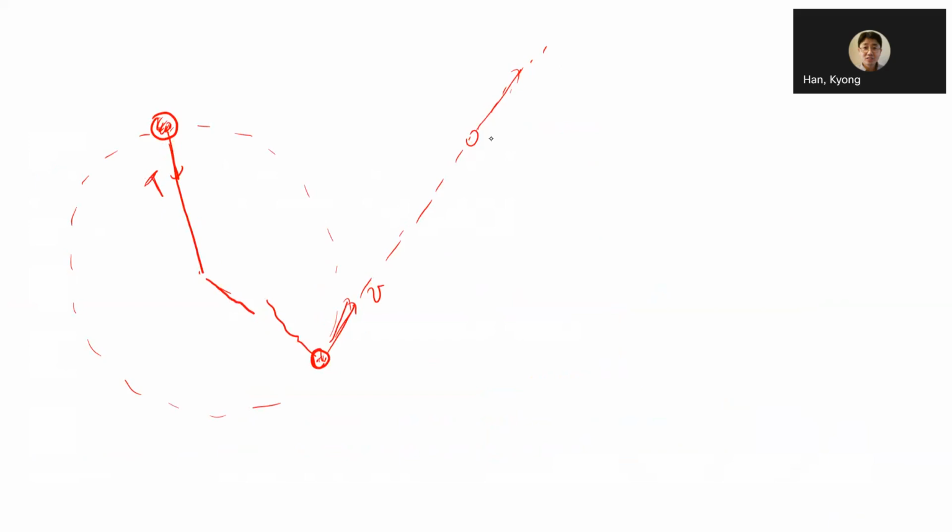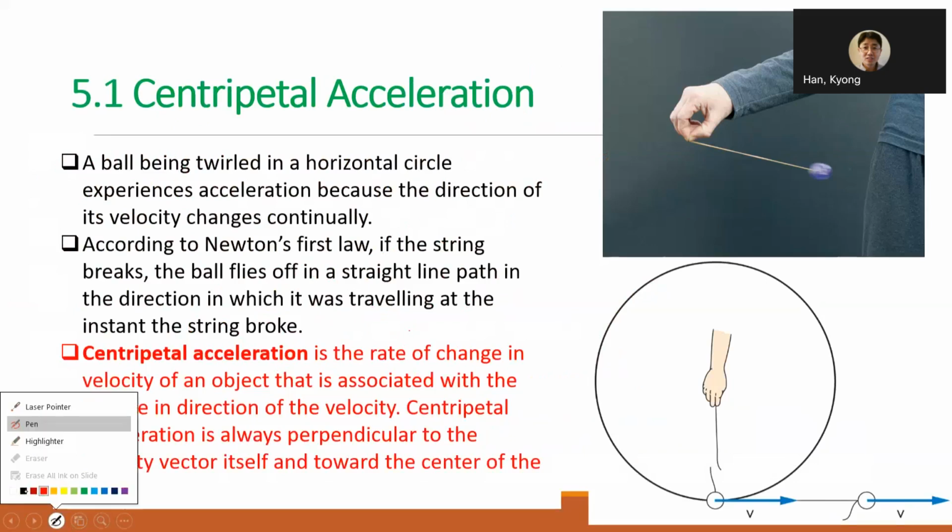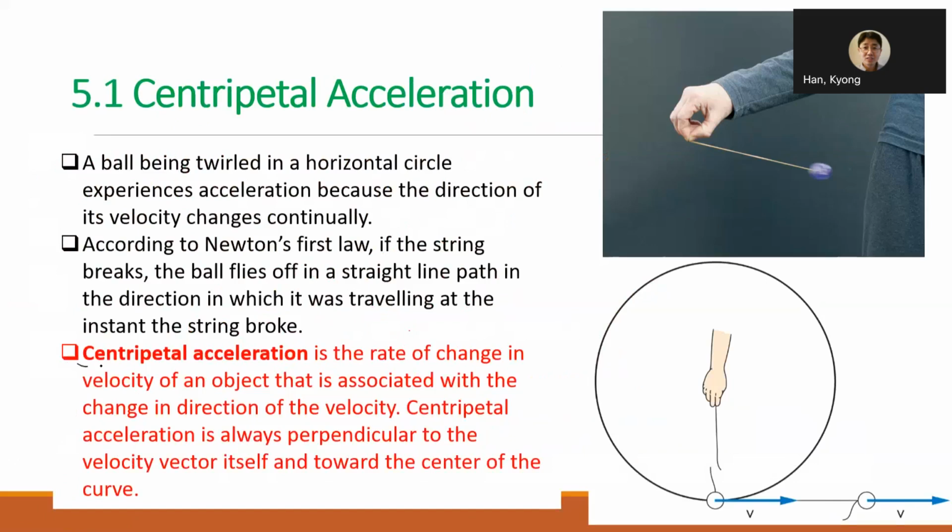This is about circular motion. The ball flies off in a straight line path in the direction in which it was traveling at the instant the string broke. Here we are going to define centripetal force and centripetal acceleration.